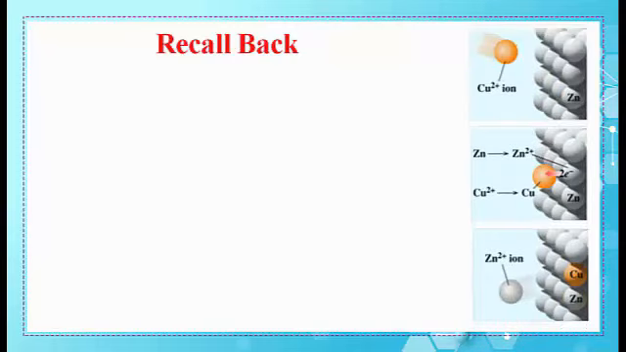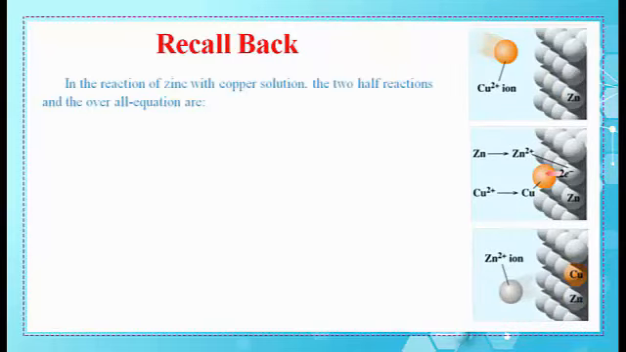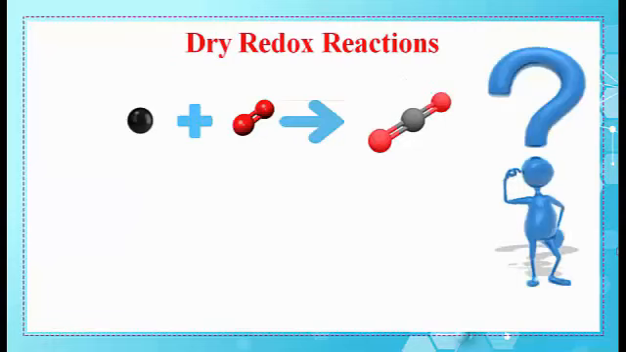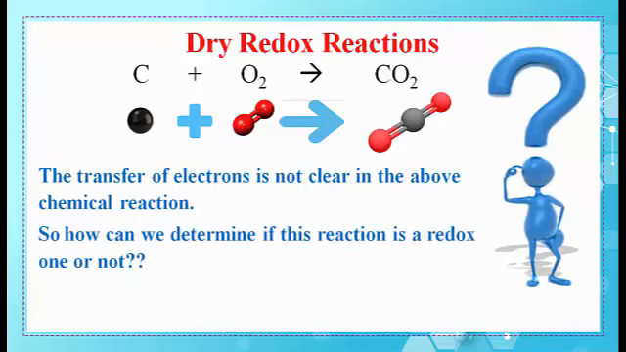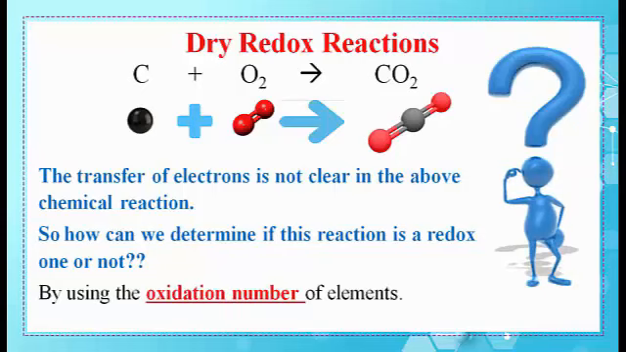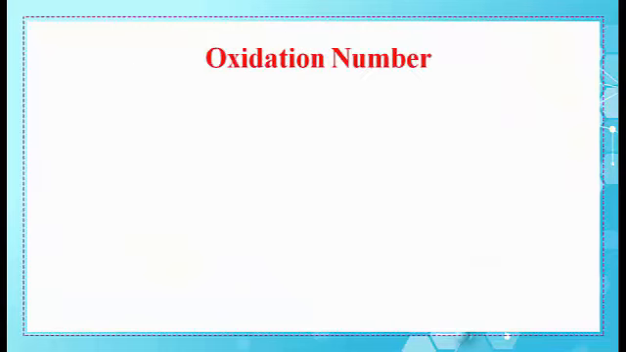Before we start our lesson, let's recall back some information. We said that the combustion of carbon, which is C plus O2 gives CO2, is a dry redox reaction. But the transfer of electrons is not clear in this chemical reaction. So how can we determine if this reaction is a redox reaction or not? We can do it by using the oxidation number of elements which you have taken before in grade 1.